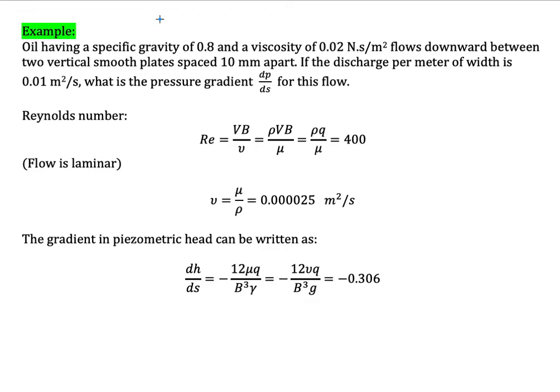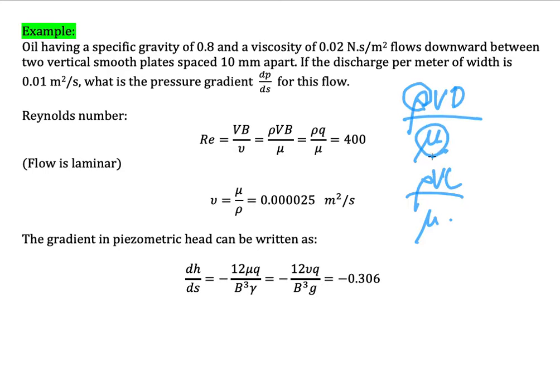First, we need to calculate the Reynolds number because this approach is suitable for laminar flow only. The equation for the Reynolds number is rho v d over mu, or sometimes rho v l over mu. In this situation, we know the rho and the mu, but the problem is that the v and the d are unknown. But we have the discharge per meter width.